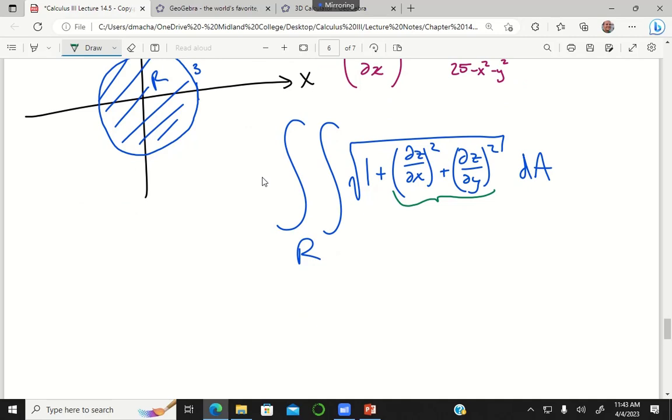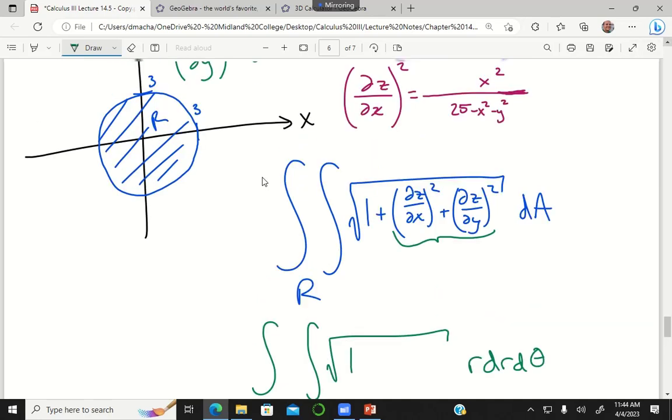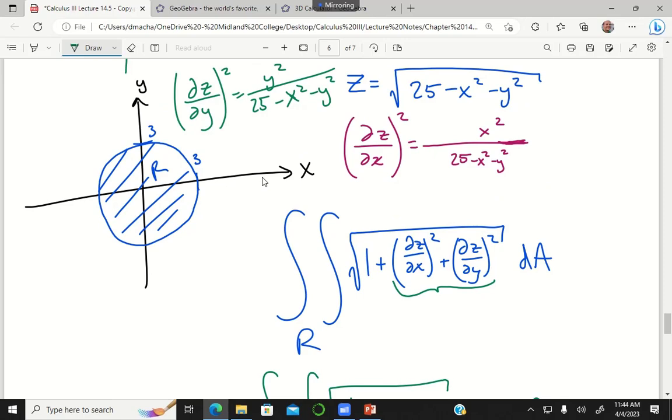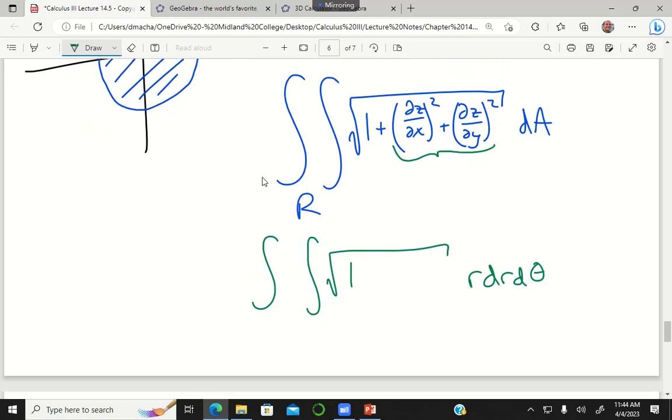And when I change to polar, I can write this double integral. Order of integration r d theta. My integrand, I'm going to write as the square root of 1 plus r squared over 25 minus r squared. R is allowed to be anywhere between 0 and 3. Theta is allowed to be anywhere between 0 and 2 pi.